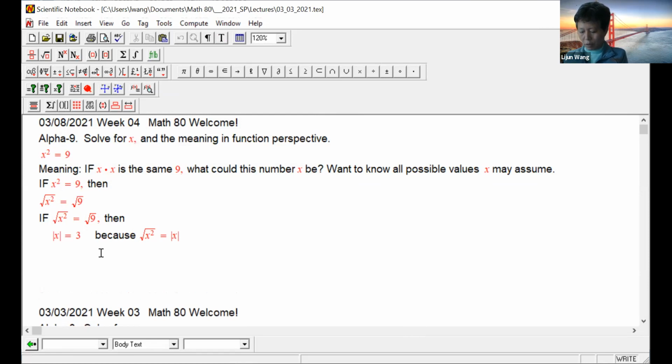And then the next one will be, if this is true, then what? Which is, we quote Alpha 7, right? We did a similar question in Alpha 7, the first question, in fact. And then x would be either positive 3 or negative 3. It's not and, it's or, because x can only assume one value at a time. That's why it's or, it cannot be and. Do you guys follow me?